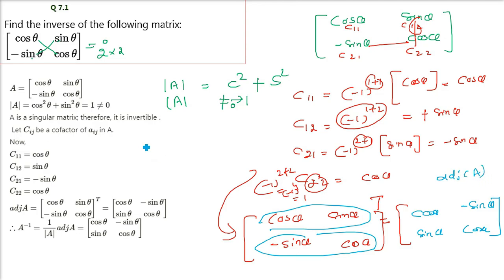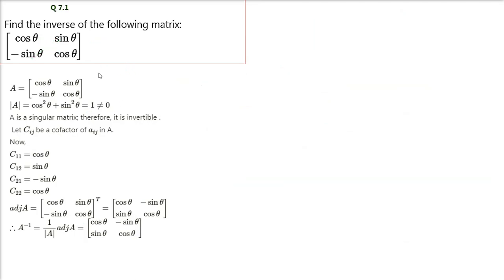Now, in order to find out A inverse, the simple formula is adjoint A divided by the determinant of A. Adjoint A is already there, determinant of A we have already found out, in order to find out the singular or non-singular, that is going to be 1. It won't affect. Anything divided by 1 will be the same. So this is your answer. Okay. So even if you divide it by 1, it will be same. So 2 by 2 inverse this is.